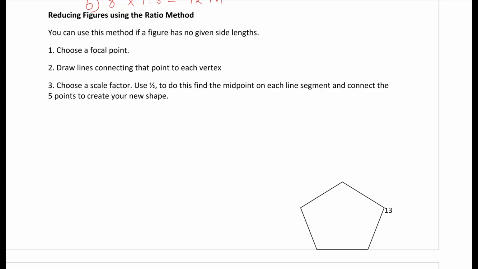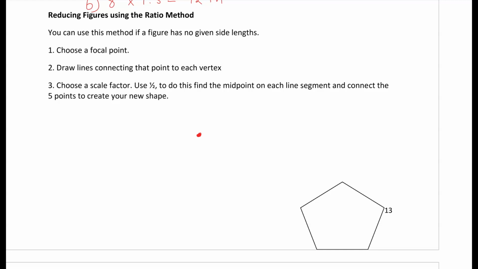The first thing it asks us to do is to choose a focal point. Now, we're looking at reducing the size of this figure, and what our focal point is going to be is something that is outside of the shape. So if I choose a focal point right here, this is where I want all my lines to end up.